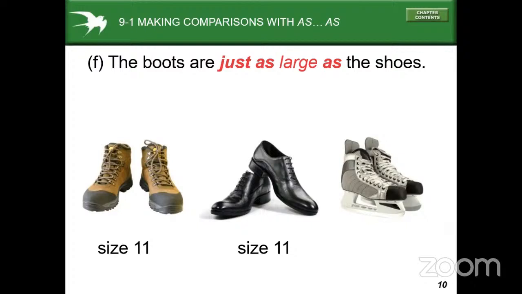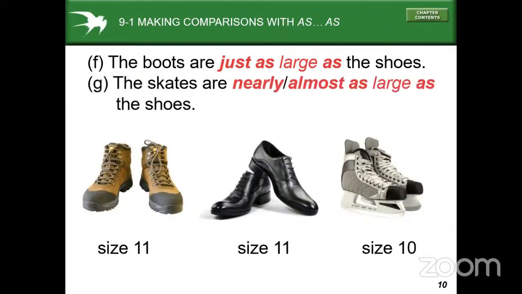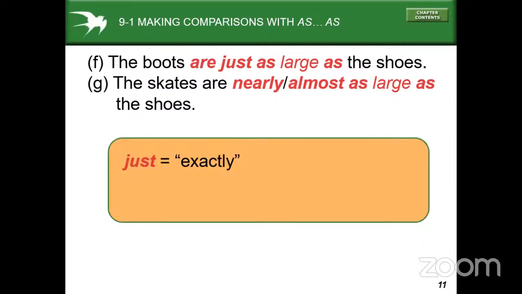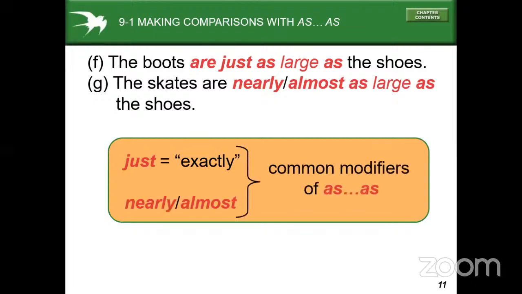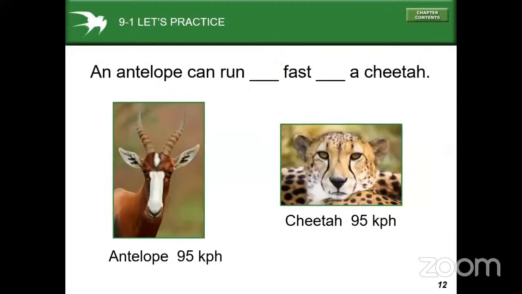Okay. The boots are just as large as the shoes. So we can see it's the same size. The boots are, yes. But also we used to say just, exactly, nearly, or almost. Those are common modifiers.